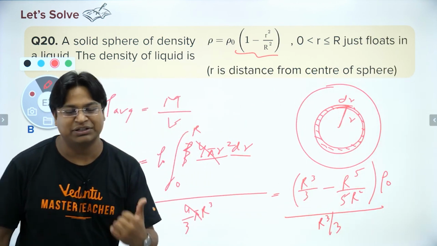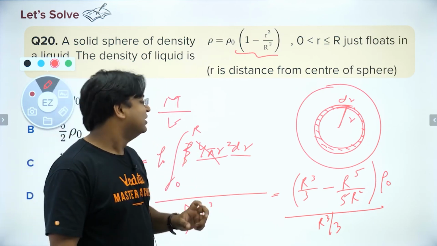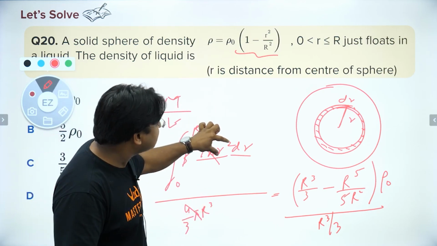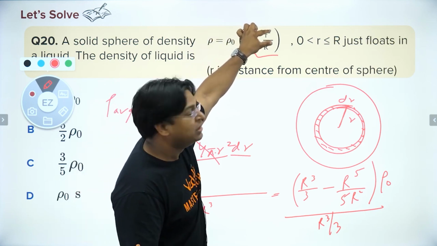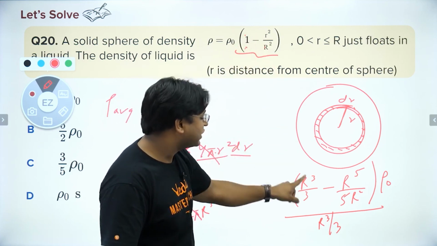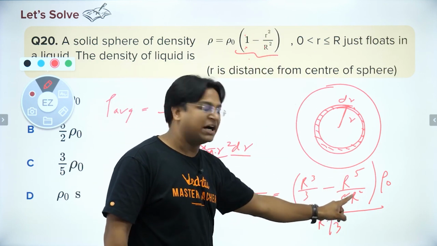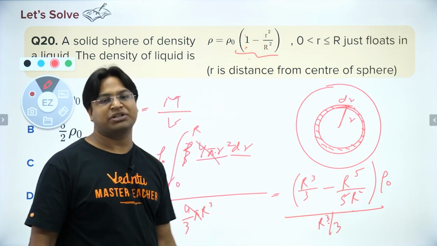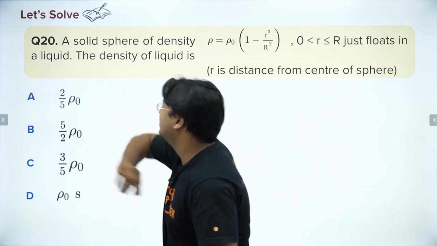I have done a few things, 2-3 mathematical steps mentally. What I have done, I have taken r square here. So this becomes r square, this becomes r raised to power 4 divided by capital R square. When I integrate this, the r square gives me r cube by 3. The r raised to power 4 gives me r raised to power 5 by 5. The r square remains as it is. Finish this calculation, you are going to get the result. All right, getting this one?